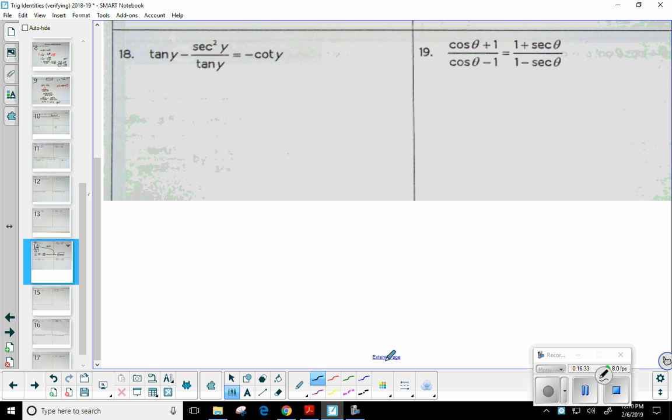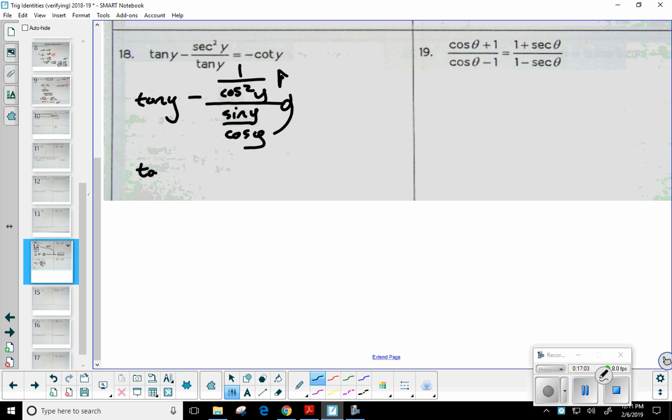All right. So what could I do here? I'm probably going to go ahead and start with the left side, I imagine. Okay. So you want tangent of y minus, so secant squared would be 1 over cosine squared, and that's all divided by sine of y over cosine of y. Okay, so I'm going to take the reciprocal of this guy right here. So tangent of y minus, this is 1 over cosine squared times, so I'm going to flip.